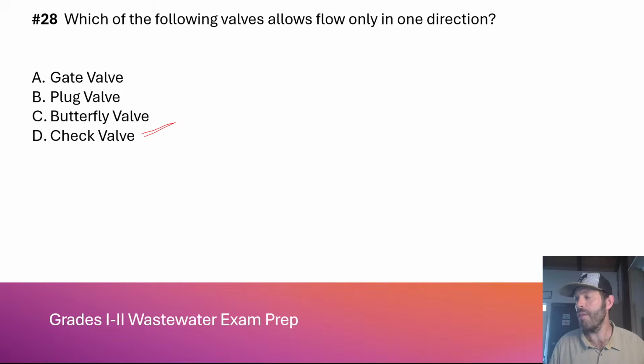Now, there's several different types of check valves. There's weighted springs, there's ball checks, there's swing checks. Mechanics out there, you need to know the different types of check valves for your mechanic technologist training with CWE or whatever water association you have. But for what we do, we just need to know what a check valve is. And they're very important. It would be really tough to run a plant efficiently without those.